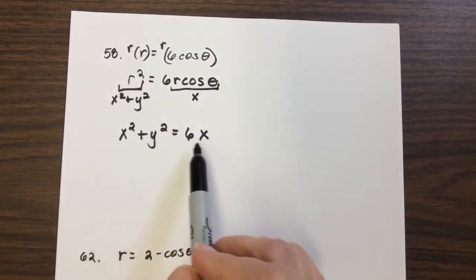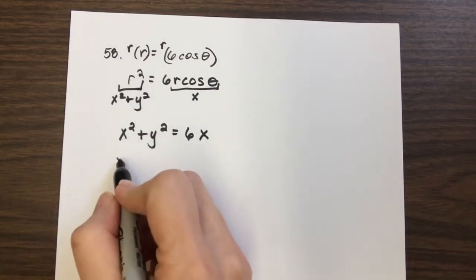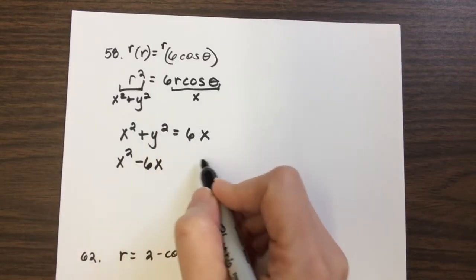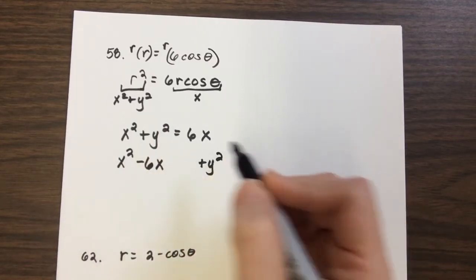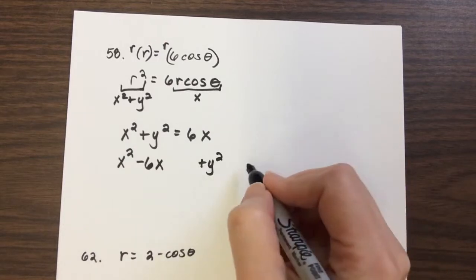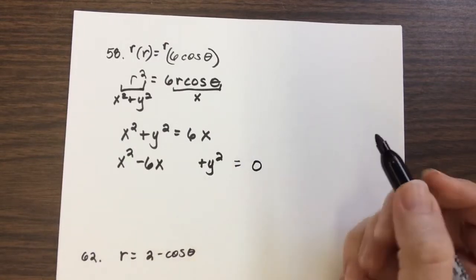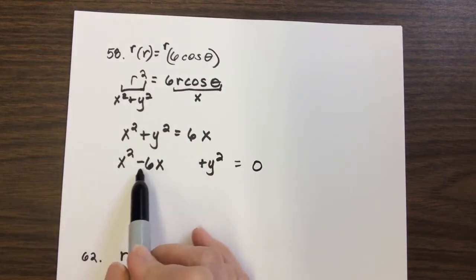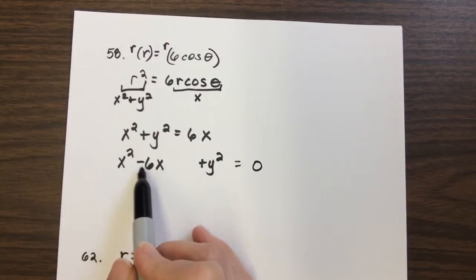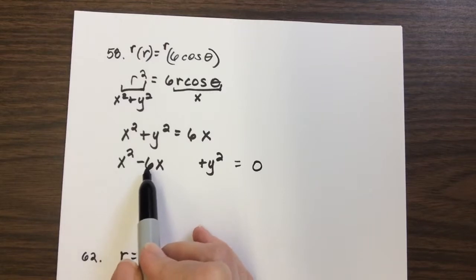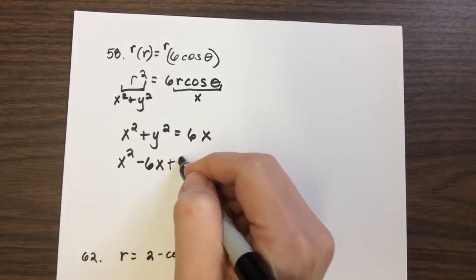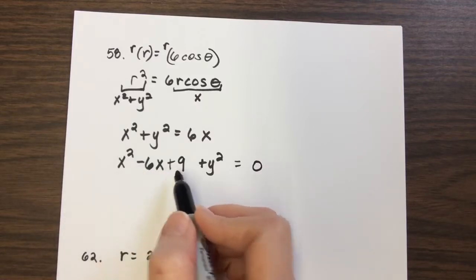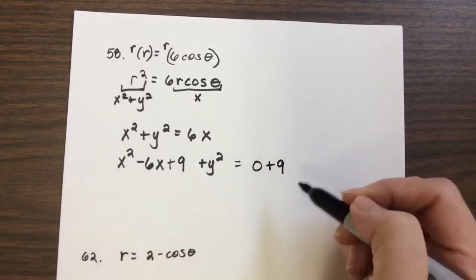So if I were writing this in standard form, I would put my x's together, so I would subtract 6x. I would put my y's together. I only have one term with y in it. And that equals 0. And then I would get my perfect squares here. So I need to complete the square here, and the coefficient is -6. Half of -6 is -3, squared is 9. So that's the value I would add to make this a perfect square trinomial. Whatever I do to one side, I have to do to the other side.